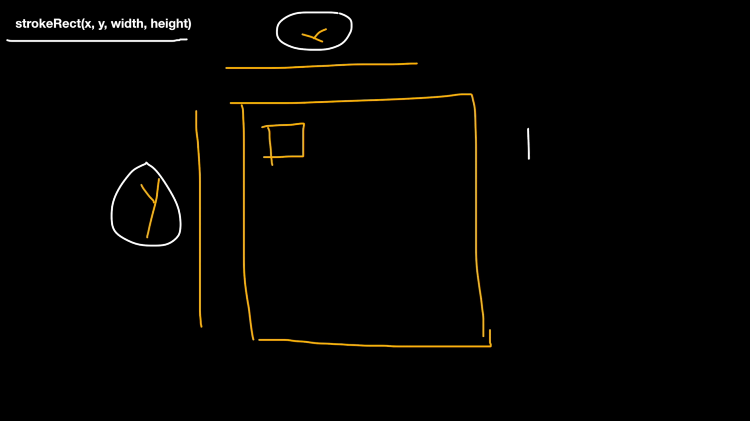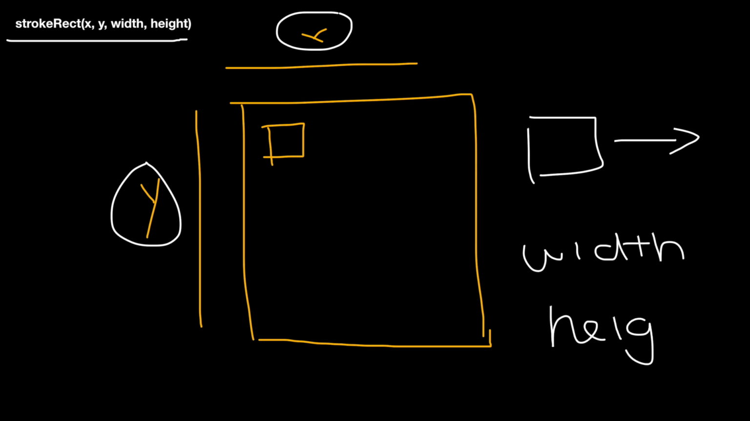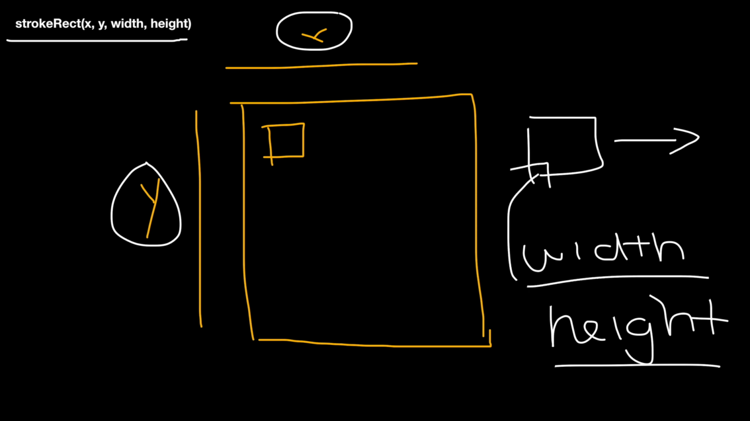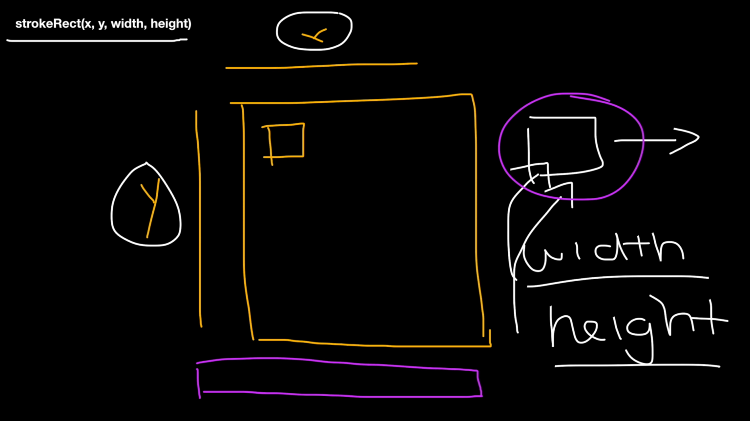And then for each thing that we draw, we can have a width and a height. Those things are going to determine this element right here. The width will make it longer, the height will make it taller. So this is your width, this is your height. You've got to remember this.